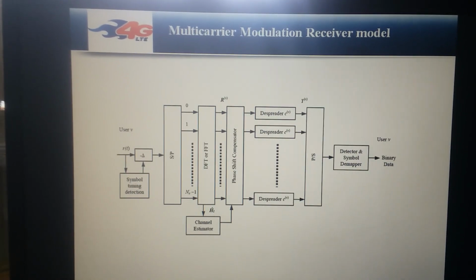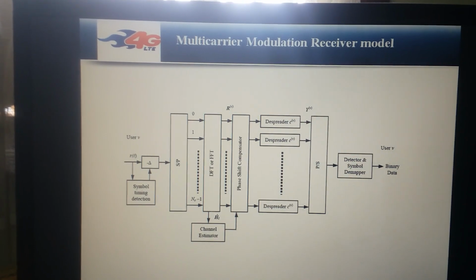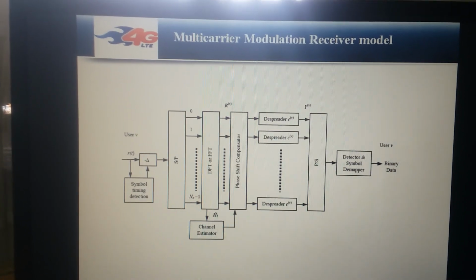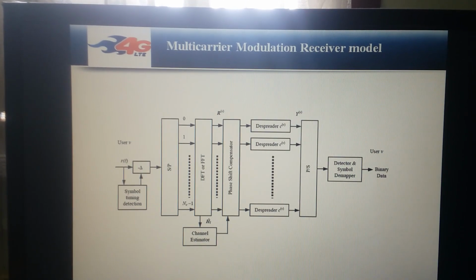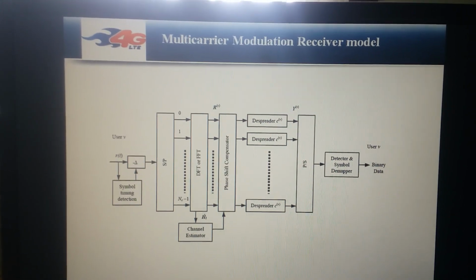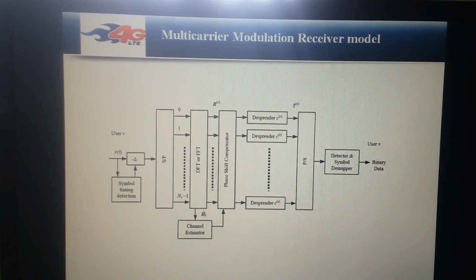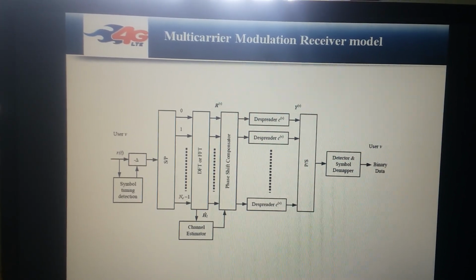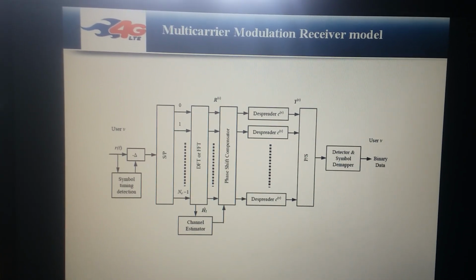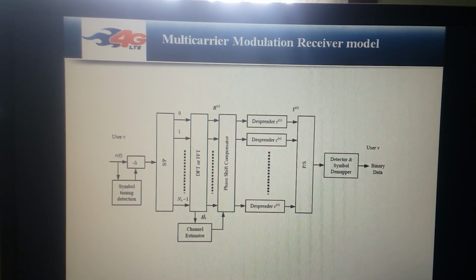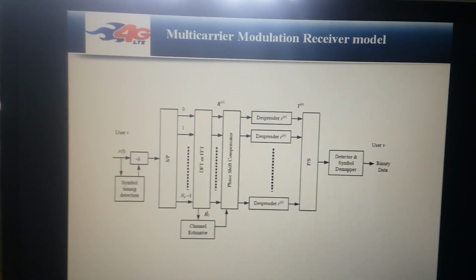Next comes the multi-carrier modulation receiver model. The single stream of data is received here and split using the serial to parallel interface. Before that, the individual single stream is synchronized with the symbol timing reduction block, so that the synchronized signals are converted into parallel form and given as input to the DFT or FFT system along with the channel estimator.